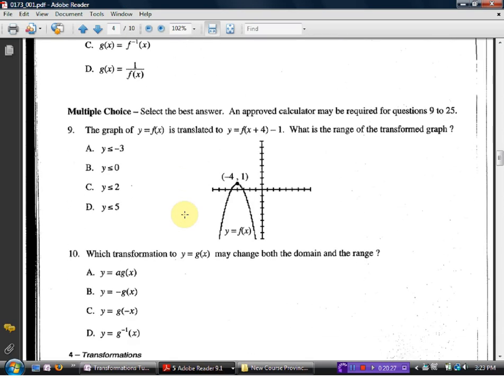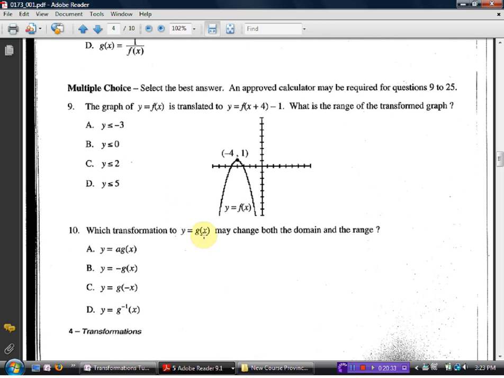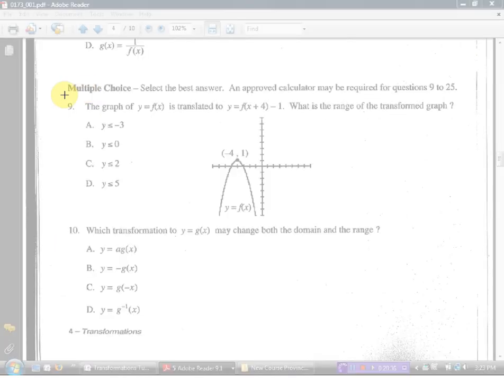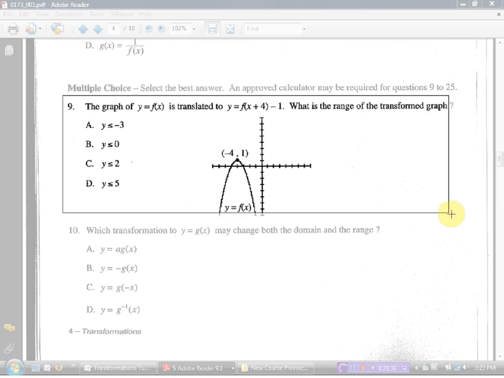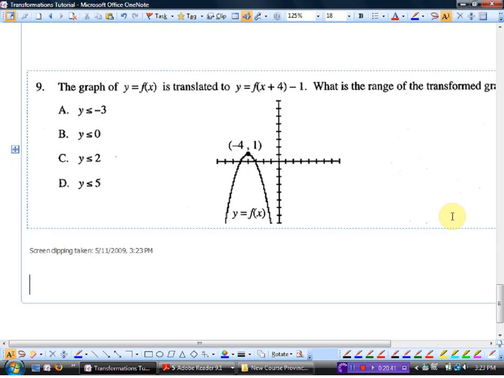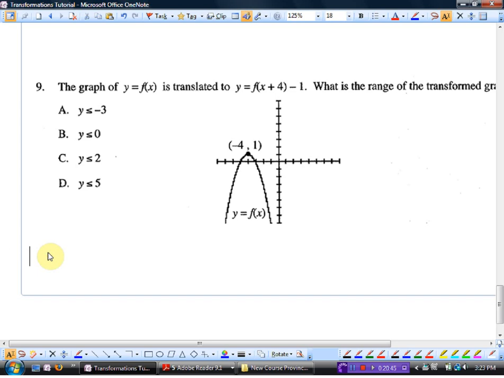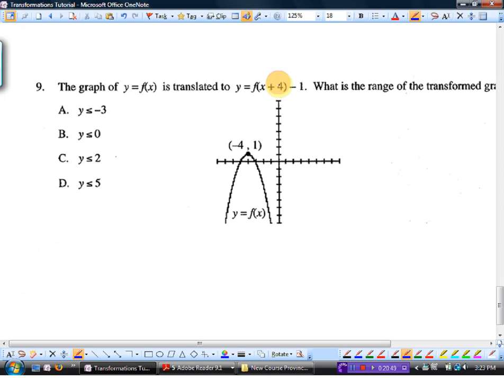Multiple choice, select the best answer. An approved calculator may be required. I'm going to try and do this without a calculator. Oh, here's another range question. Domain and range, in many ways, although they look nastier in the transformation section, they're actually easier because if they ask me about the range, I'm already ignoring all the horizontal garbage. I don't even care. Because you know what? That plus 4 can't change the range. It can't. So who cares?